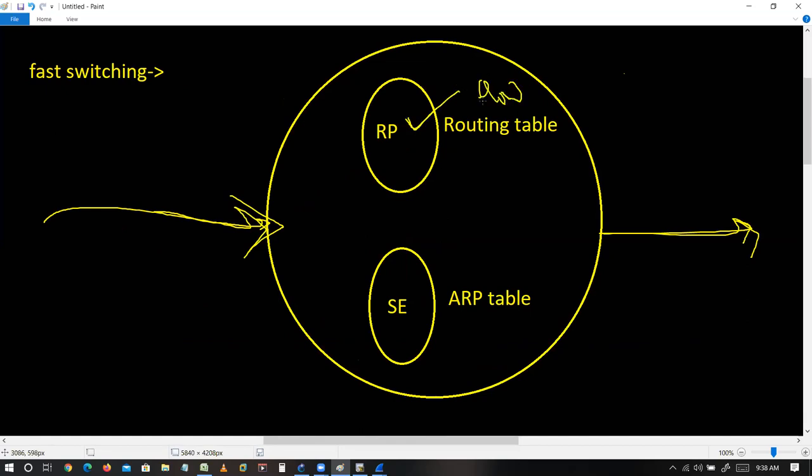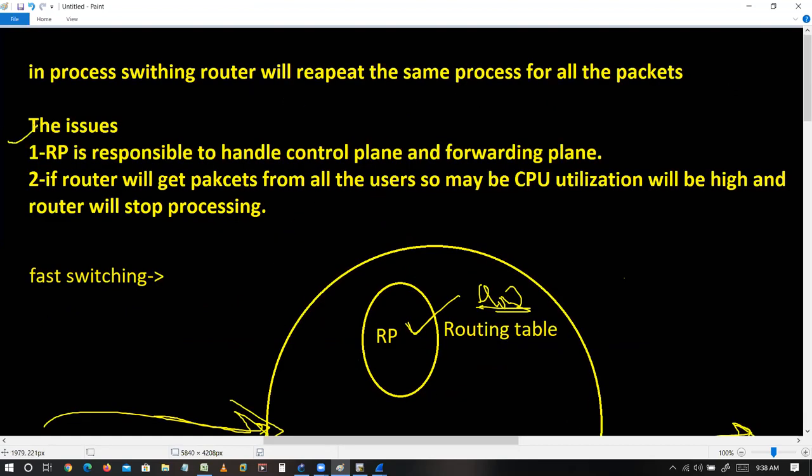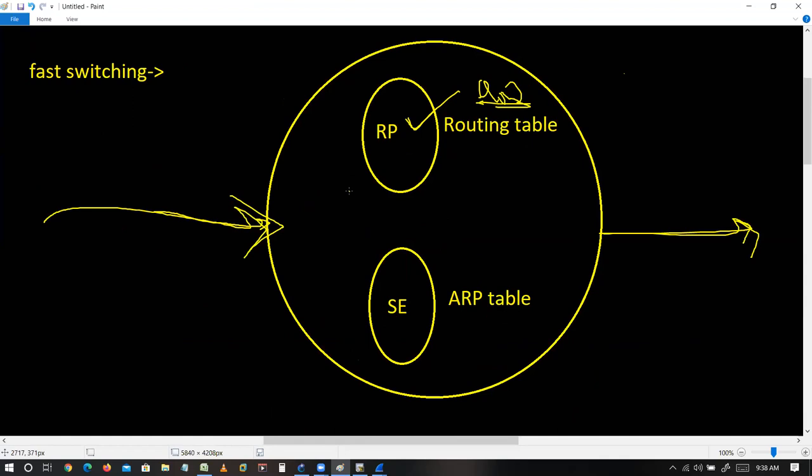Okay, this was the process switching. So the seven steps you showed us are the process switching steps. Yes, correct. And that will be applicable for each and every packet. Let's suppose we are sending 1 lakh packets in the process switching. RP will handle all those 1 lakh packets. It's clear now?